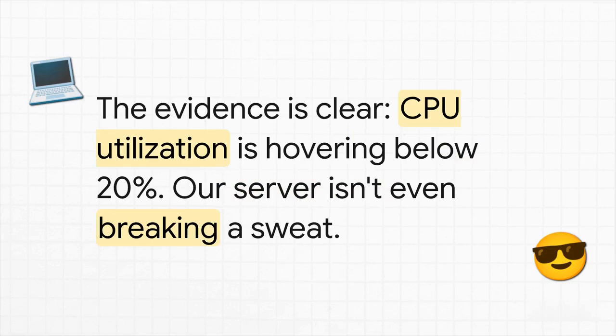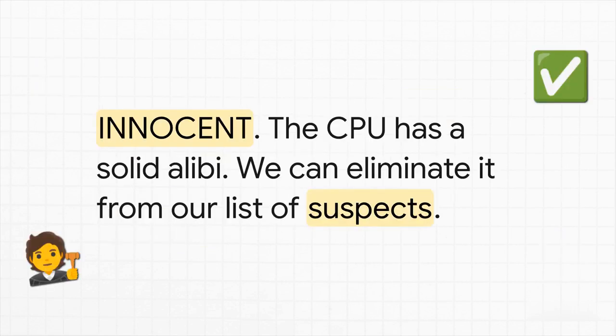So we pull up the performance view, which is kind of like a heart rate monitor for the server. And what do we see? The evidence is staring us right in the face. CPU utilization is just chillin', below 20%. Seriously, it is not even breaking a sweat. So the verdict's in. The CPU is innocent.